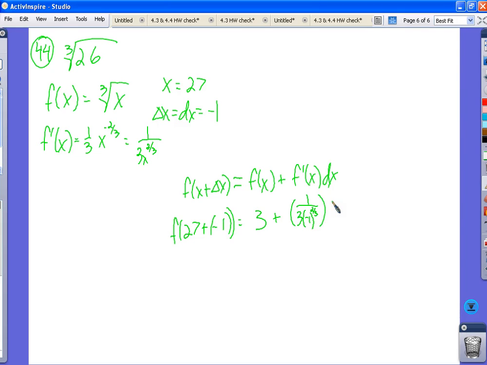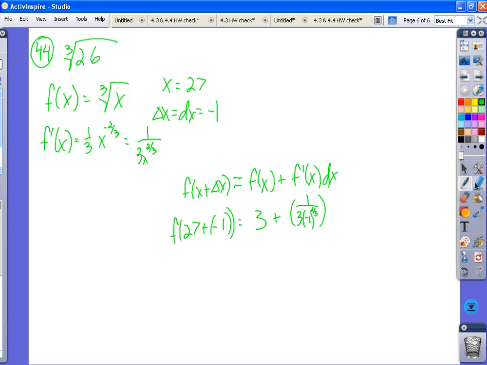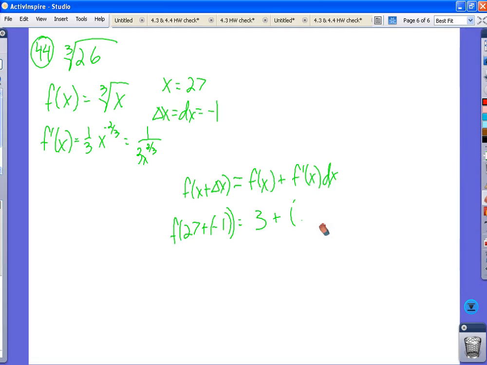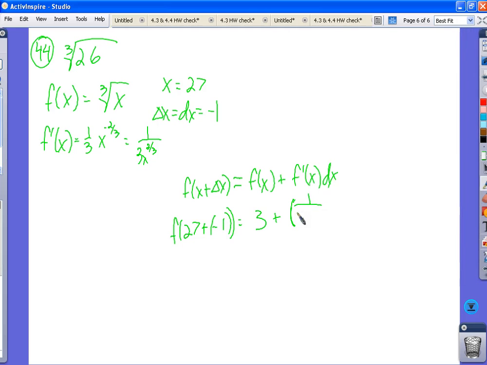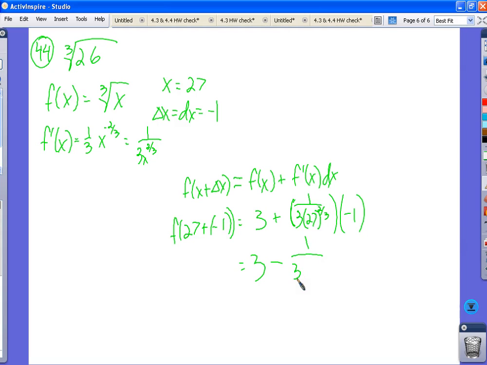Times dx. No, that's what I did wrong. x is... f prime. F prime is 1 over 3 times x to the 2/3, but what is x? Yeah, I put in delta x. 1 over 3 times 27 to the 2/3 times dx, which is -1. So this just means we're going to subtract it. So 3 minus, because I have this -1 here, 1 over 3 times, how do we take 27 to the 2/3?